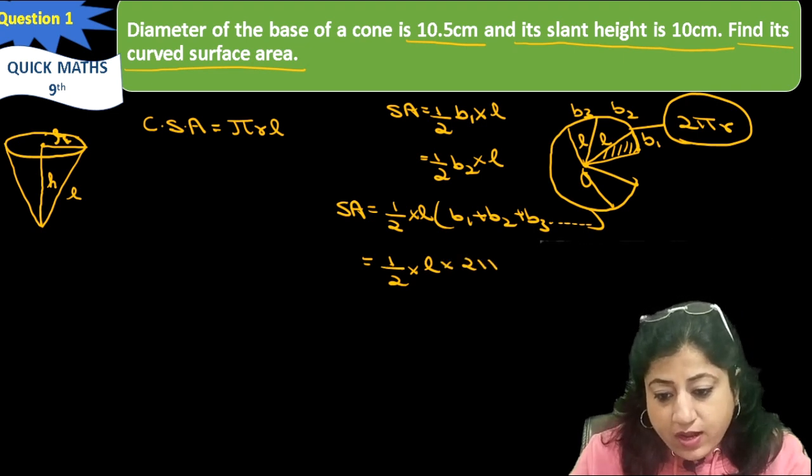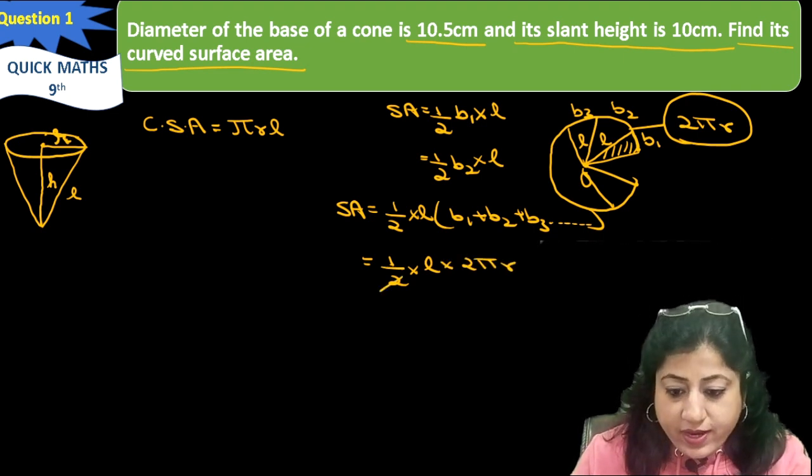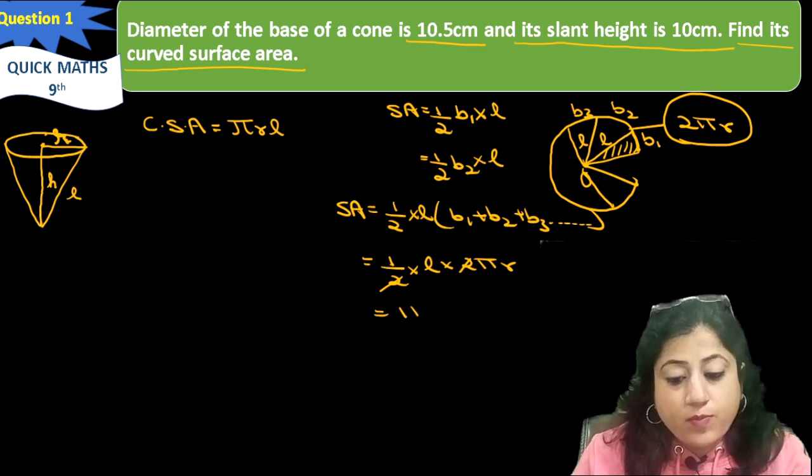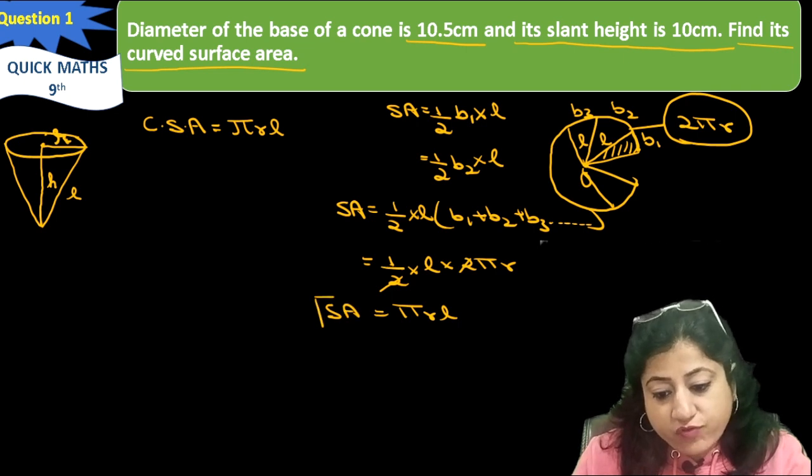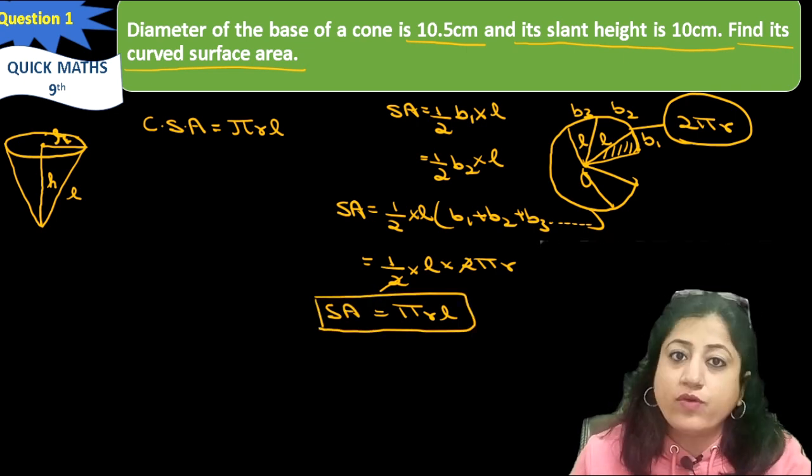So in place of bases, what will we write? 2 pi r. Now we can cancel the 2 by 2. So the formula comes out to be pi r L. So it is very simple how we can obtain the formula for the surface area of a cone.